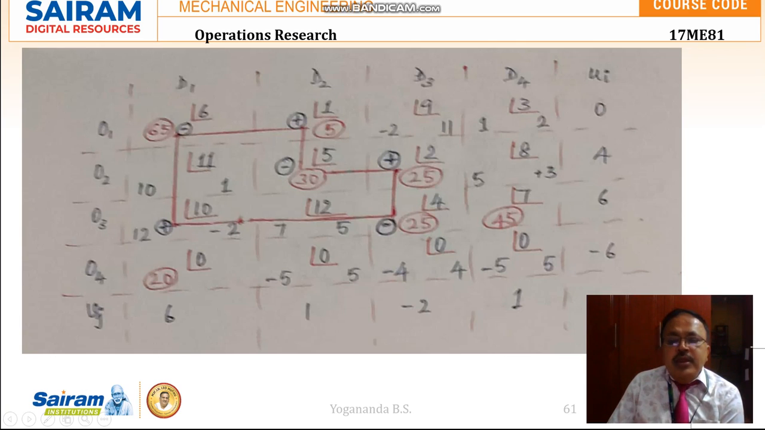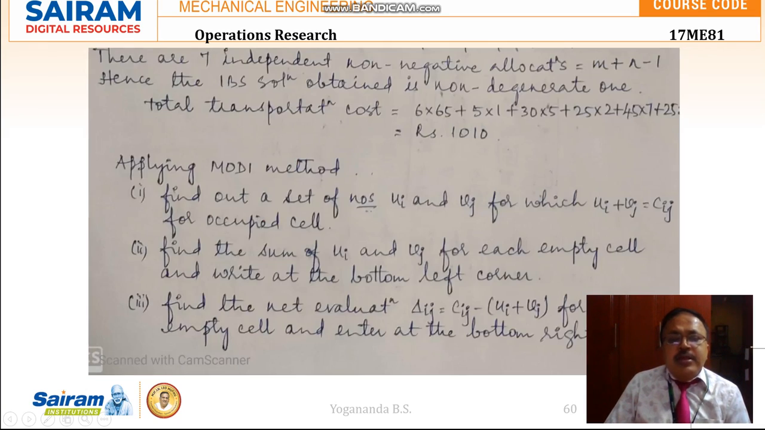So 4 here, 1 here. So 4 plus 1, 5. We write it at the bottom left corner. So all empty cells will be filled like this. So minus 6 plus 1, it becomes minus 5. So we write it at the bottom left. So in all the empty cells, at the bottom left we will write the sum of u plus v.